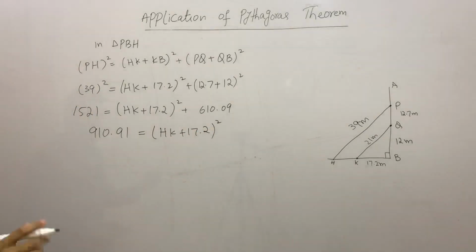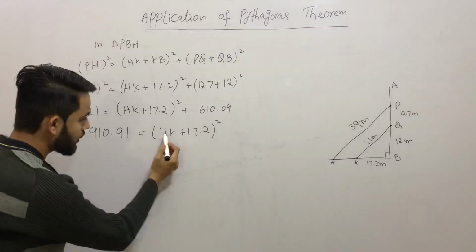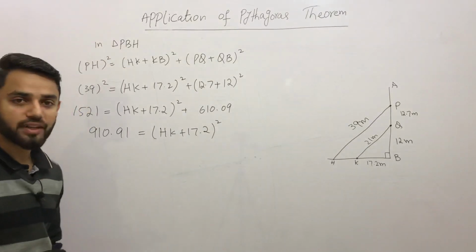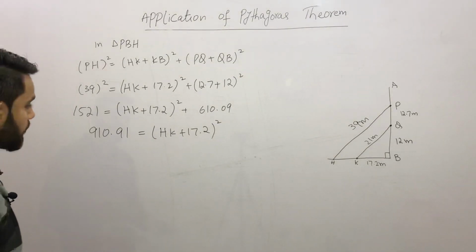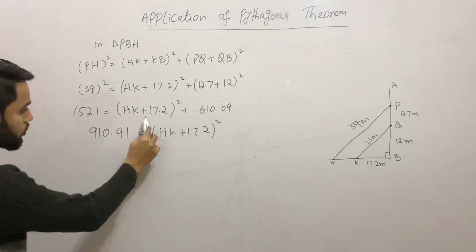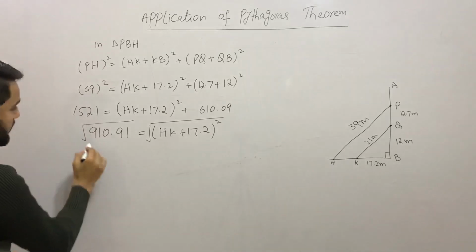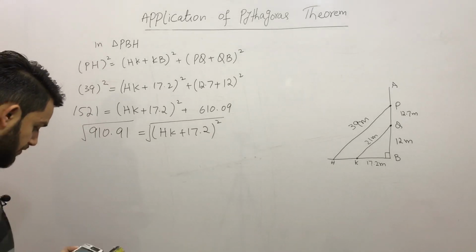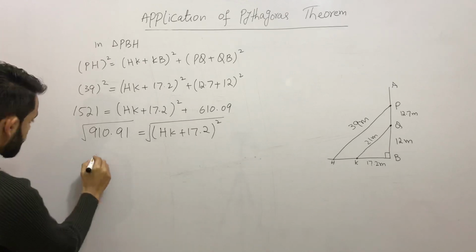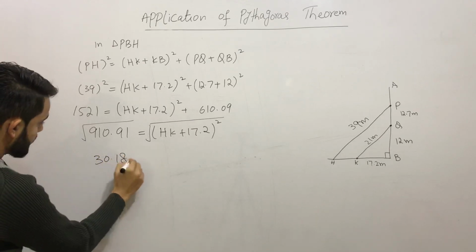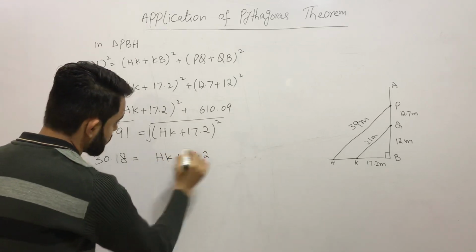Now from here, do not be confused, most of the students make this mistake that they apply the formula for a plus b whole square. You don't need to go for that. On this side of the equation we have a constant number, so very easily we can take the square root on both sides of the equation and this square root will cancel with that square, and the square root of the answer will give us 30.18 equals HK plus 17.2.